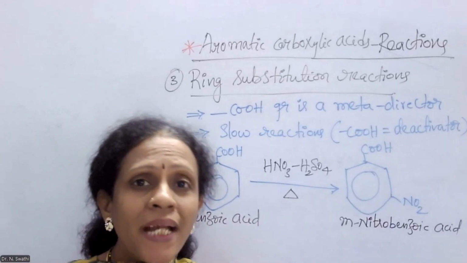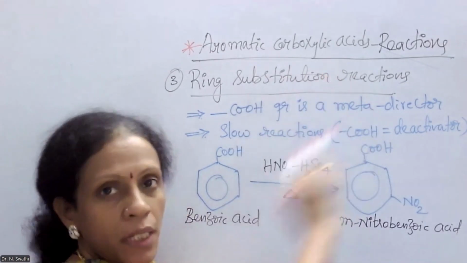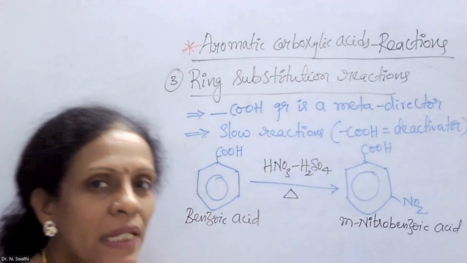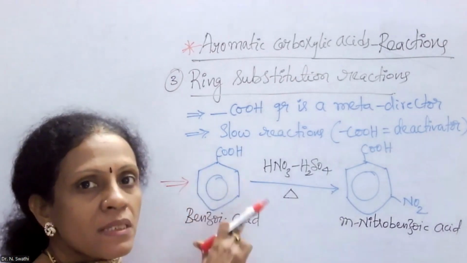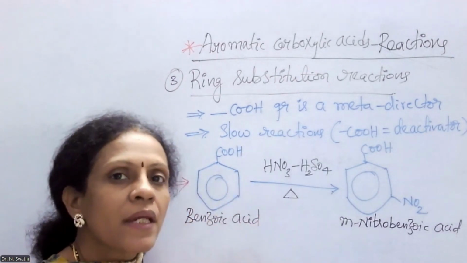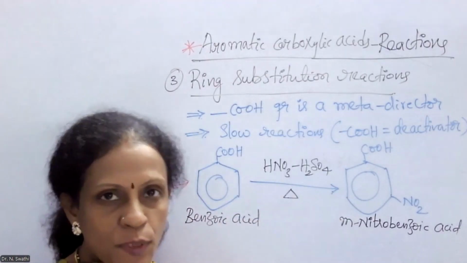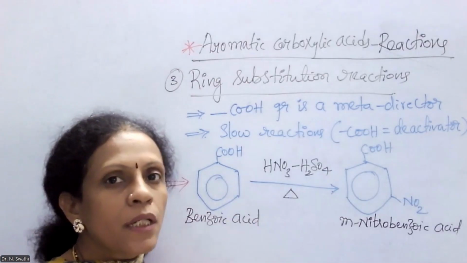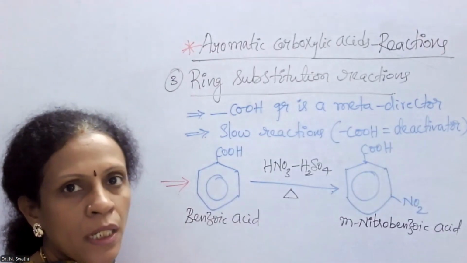The third important reactions of benzoic acid or aromatic carboxylic acids are the ring substitution reactions. Aromatic carboxylic acids undergo ring substitution reactions mainly due to the presence of the benzene ring system, or aromatic ring system, in their structures. These reactions are very similar to the electrophilic substitution reactions of benzene, which were discussed under module 1.